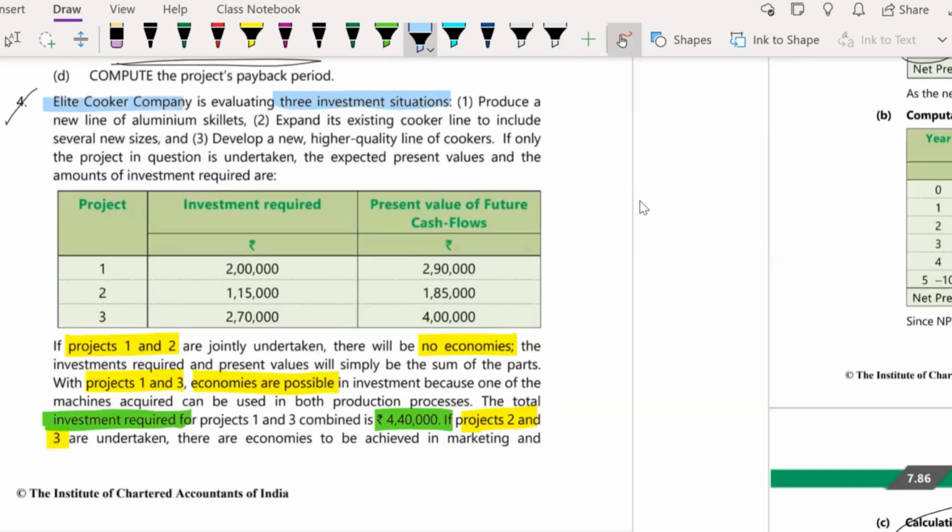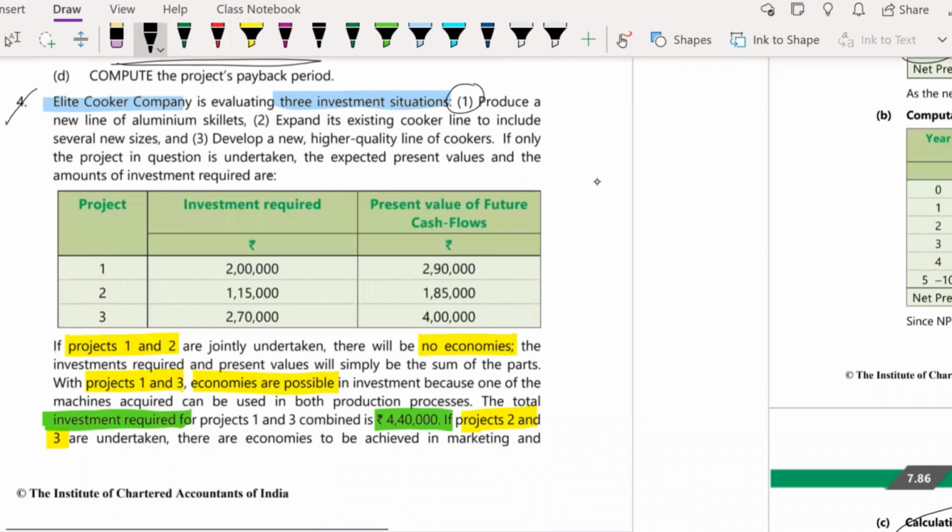Okay, so here they are evaluating 3 investment situations. First is to produce a new line of aluminum skillets. Second is to expand the existing cooker line to include several new sizes. And the third one is to develop a higher quality line of cookers. If only the project in question is undertaken, the expected present values and the amount of requirements are given as below.